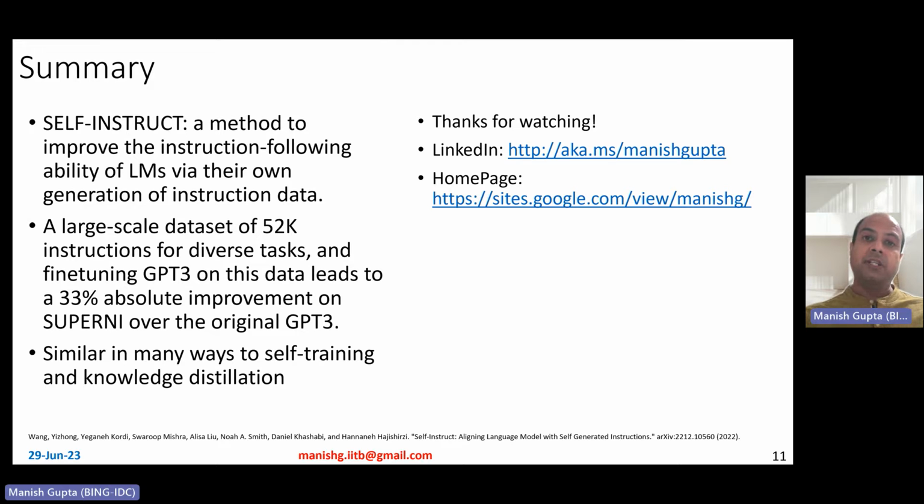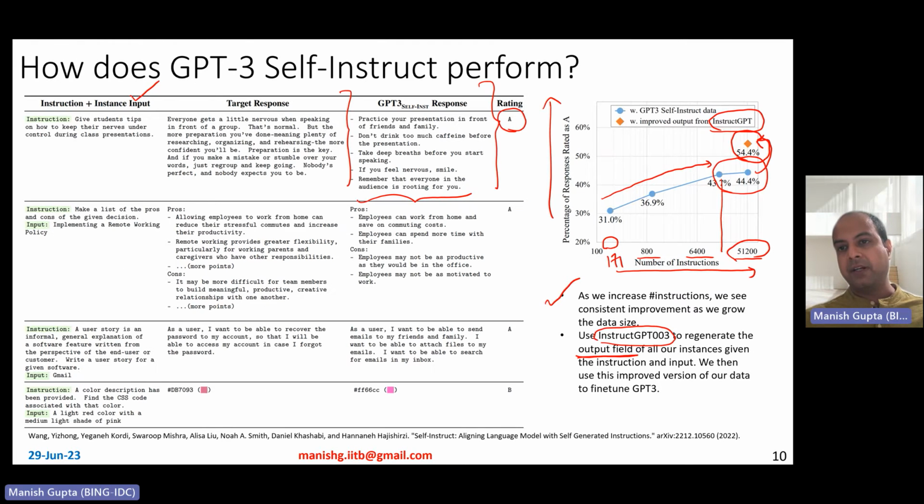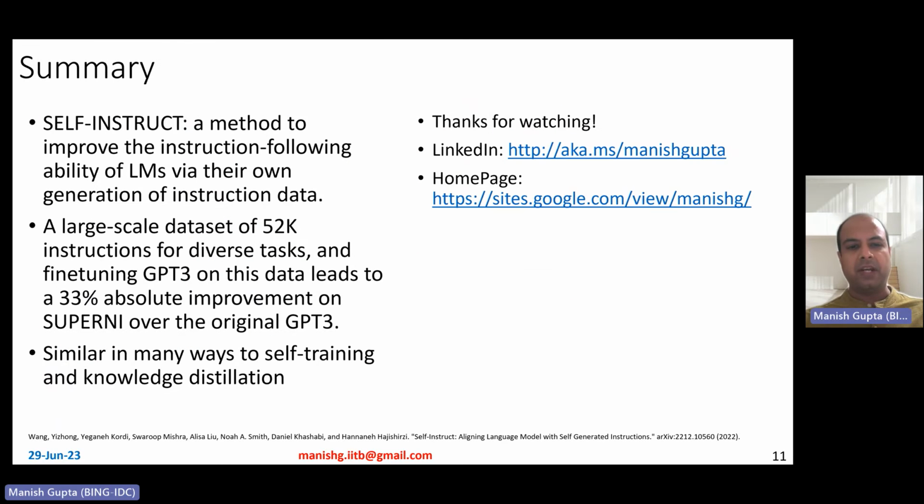This can also be thought of as knowledge distillation, especially in this part where you took the output from Instruct GPT-003, and then tried to improve the quality of the GPT-3 model using those outputs. So in some ways, it's more like knowledge distillation, but then there are differences from the standard knowledge distillation philosophy as well. Okay, so that's it.